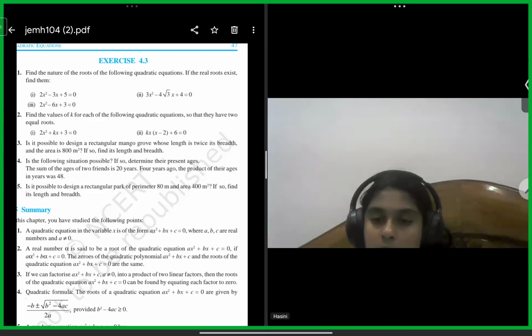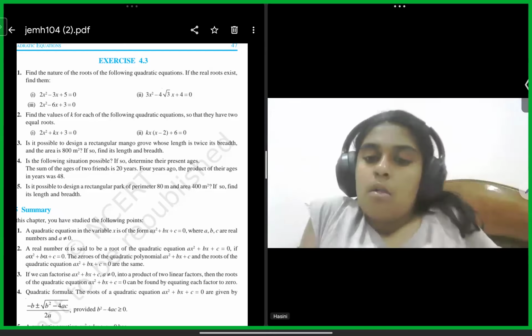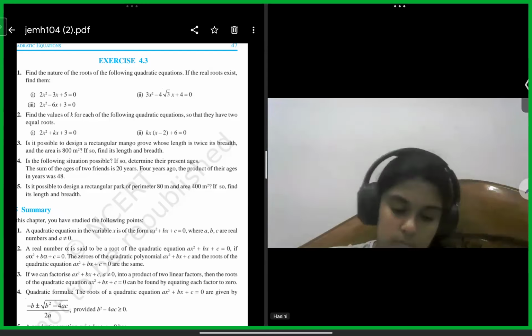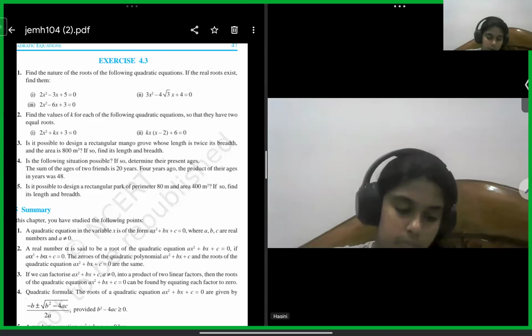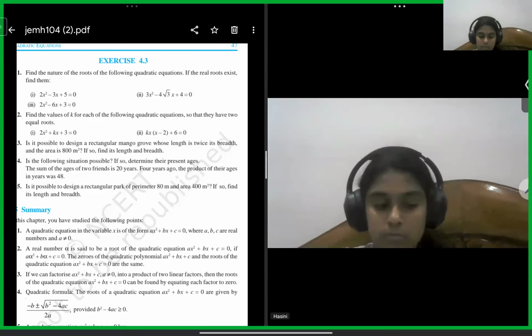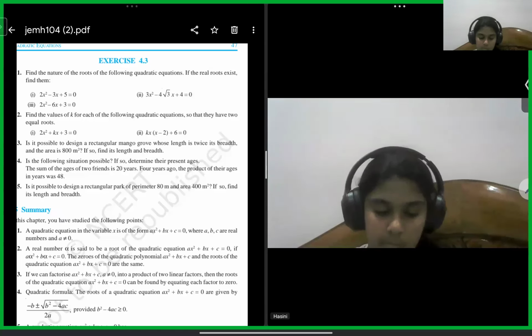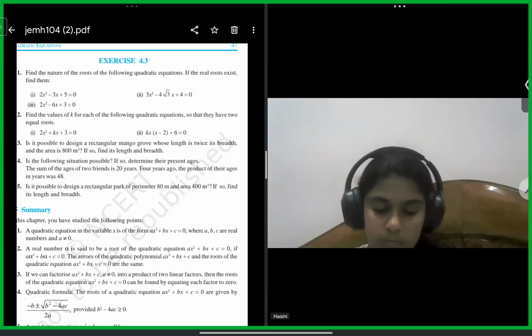If that is less than 0, we need not find out the values, because if it is less than 0, we cannot find the solutions. If it is greater than or equal to 0, then only the situations are possible. So it's a nature of roots related question, like that you should understand.